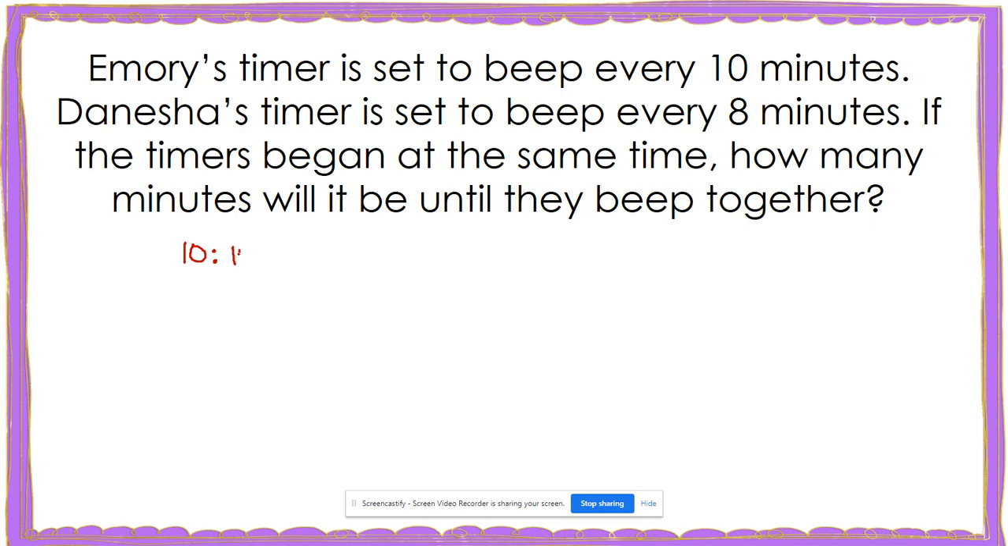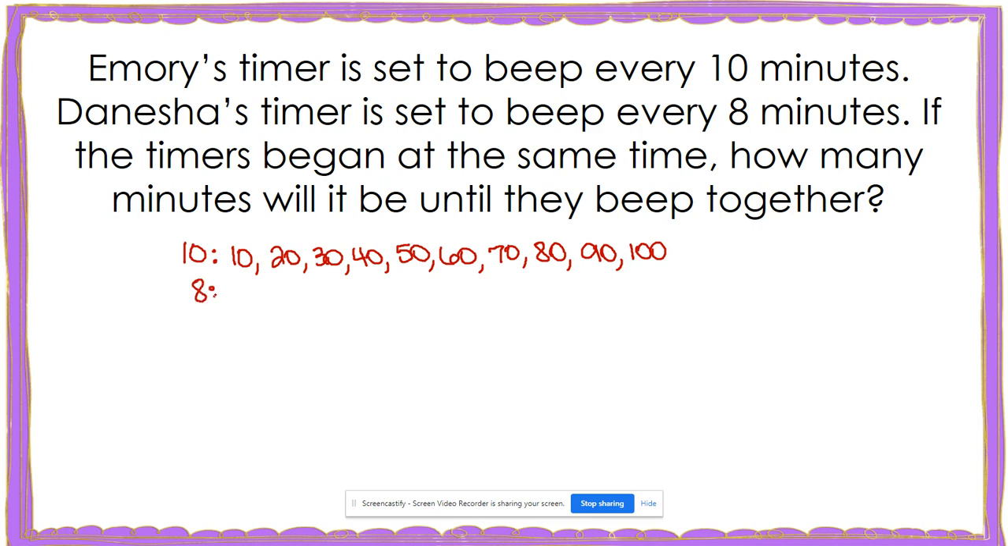Well, 10 times 1 is 10. 10 times 2 is 20. 10 times 3 is 30. 10 times 4 is 40. 10 times 5 is 50. 10 times 6 is 60. 10 times 7 is 70. 10 times 8 is 80. 10 times 9 is 90. And 10 times 10 is 100.